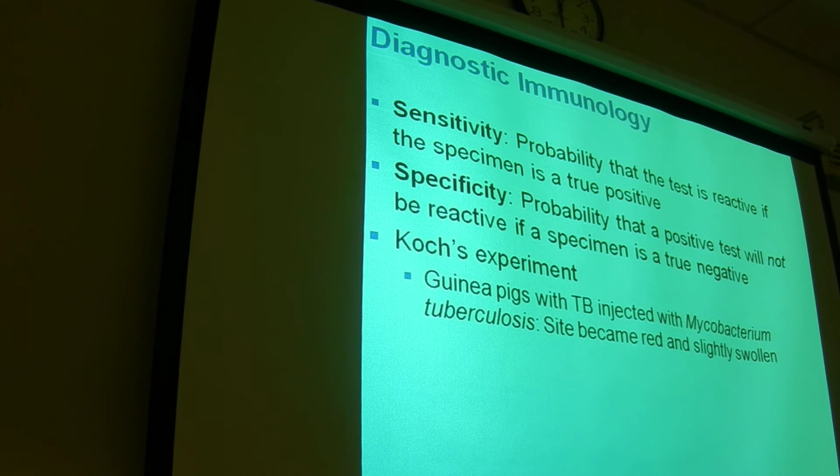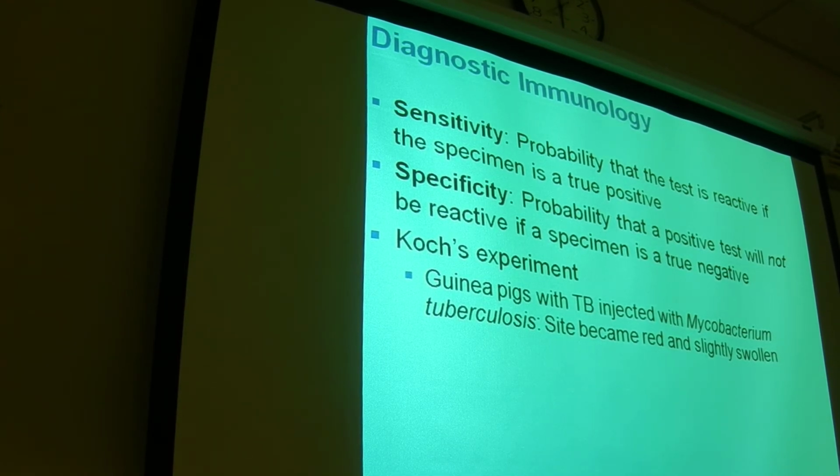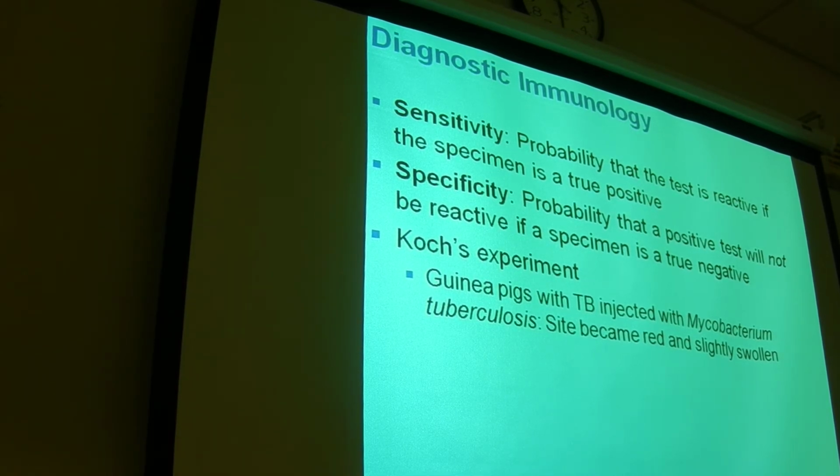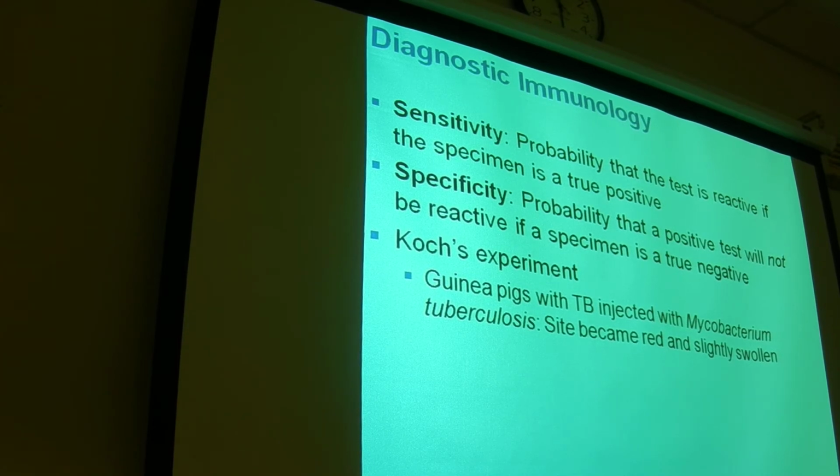Specificity is the opposite. It's the probability that a test will not be reactive if the specimen is a true negative. So if someone does not have a disease and they take the test, what is the probability that the test actually says they do have the disease? In that case, it's not very specific. It's giving you false positives.